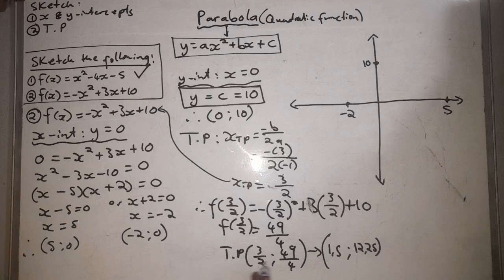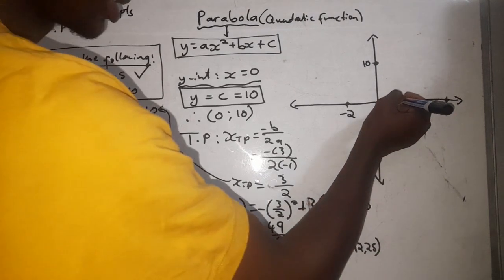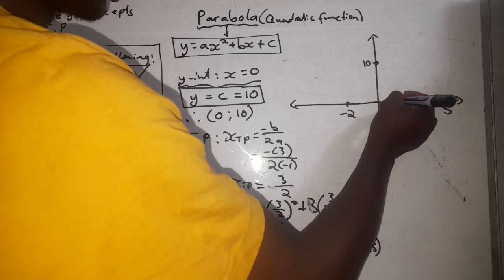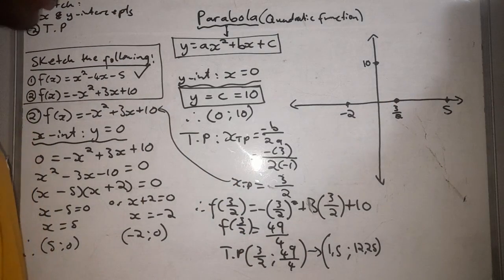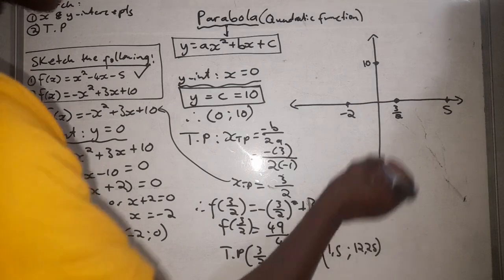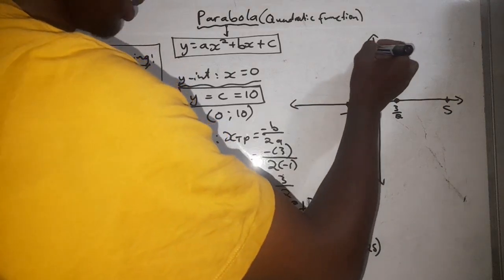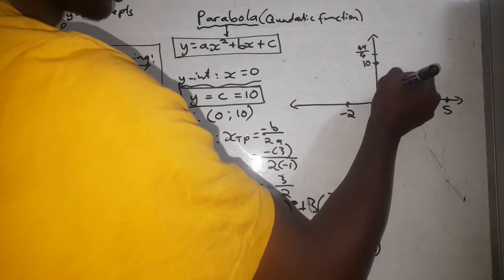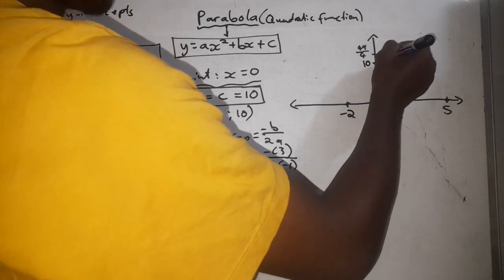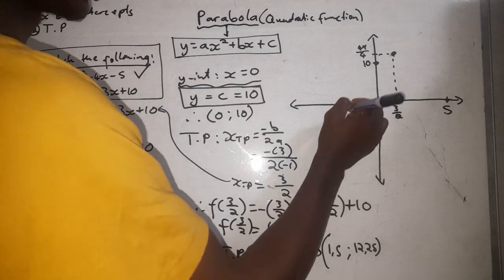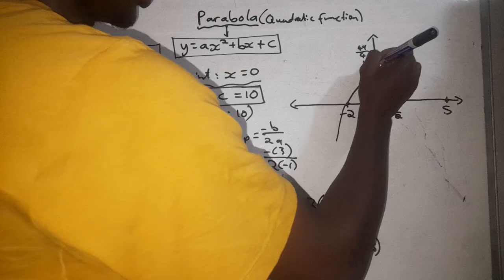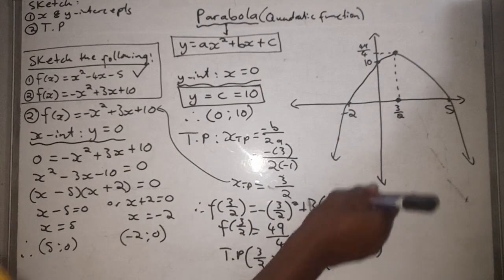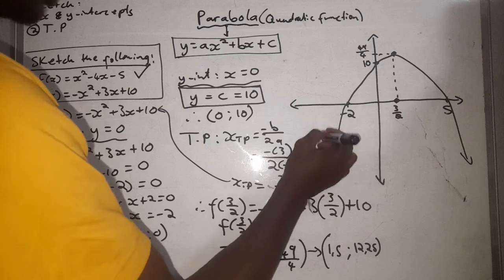And the turning point is 1.5. I'm going to put it right here, and I will label it 3 over 2 instead. Can't just write the decimals over. Then the y value is 12.25. That should be a little above 10. And it was 49 over 4. And the two are going to meet over here. Now just joining the points. There. That is your graph. Label it. It's F again.